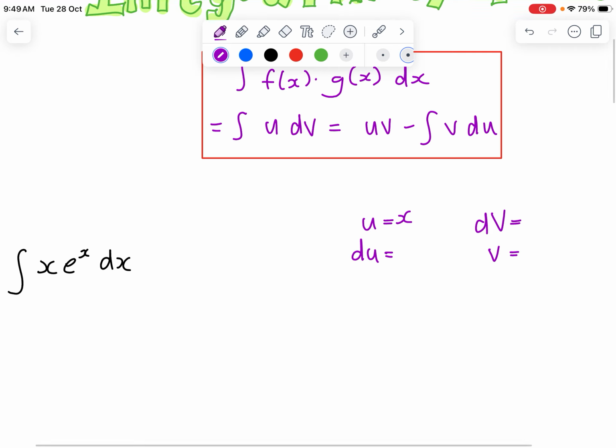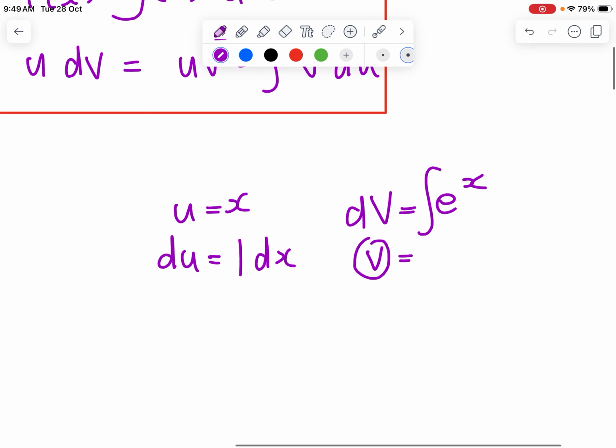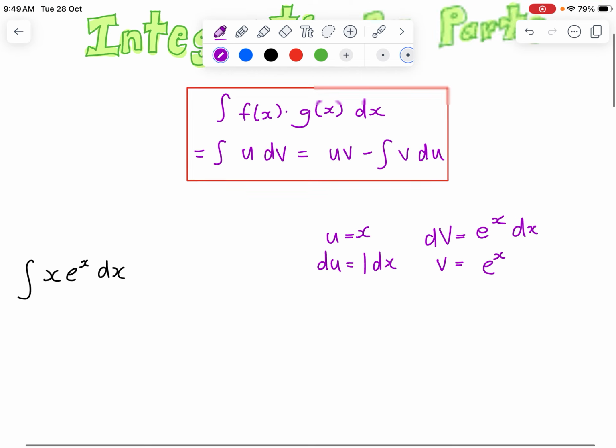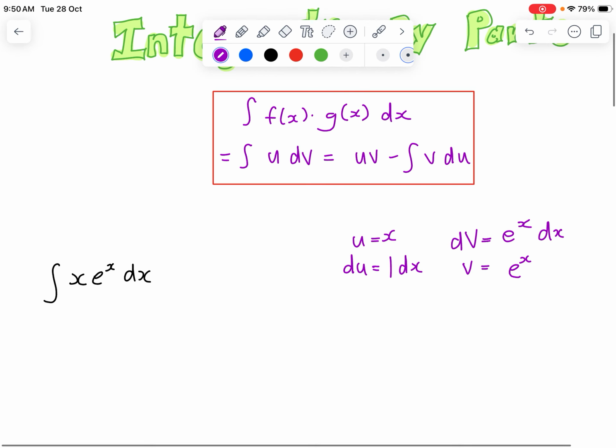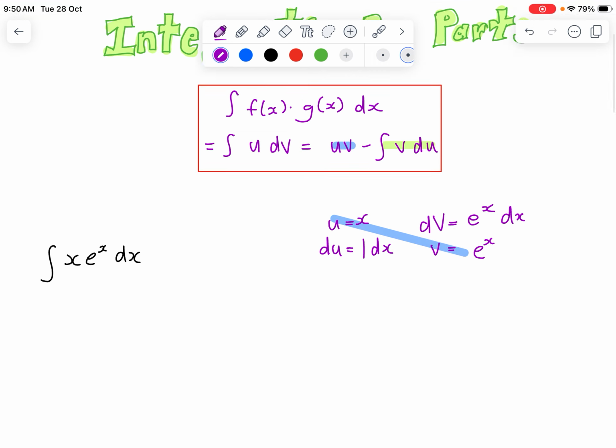So du is going to be just 1 dx, much easier. And then for dv, we're going to make it equal to e to the power of x, and to get v, we have to integrate that, and the integration of e to the x is just e to the x, right? So we can see that it's much simpler now. Now let's try to apply that process again. So we have u times v, right? Maybe I can just make it easier, highlight that. Yes. So we have u times v, so x times e to the power of x minus the integral of v du.